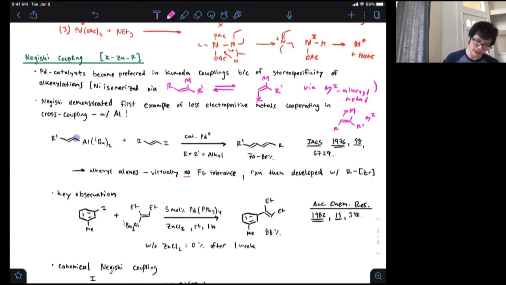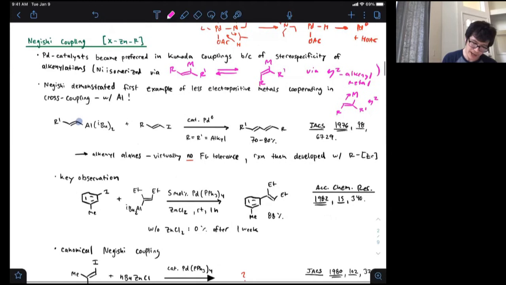Okay, so marching forward, Negishi's first foray into this area was, and he has a famous paper where he documents a huge library of different transmetallating agents. But the first intermediate step in terms of synthetic pursuits was to use these organo-aluminum reagents. And these were suitable for making these 1,3-diene products, but again, didn't really get around this problem of very limited functional group compatibility.